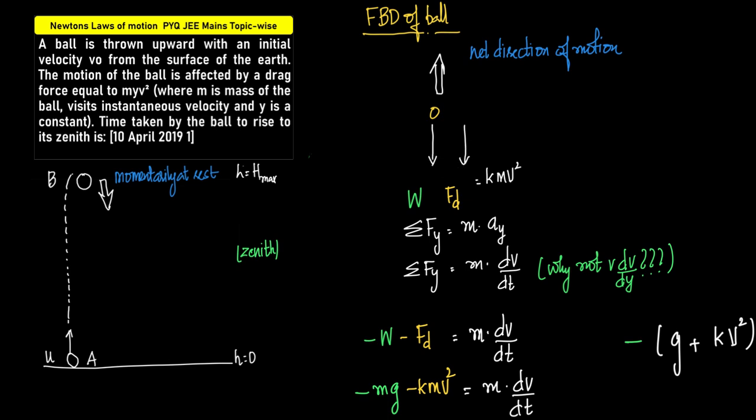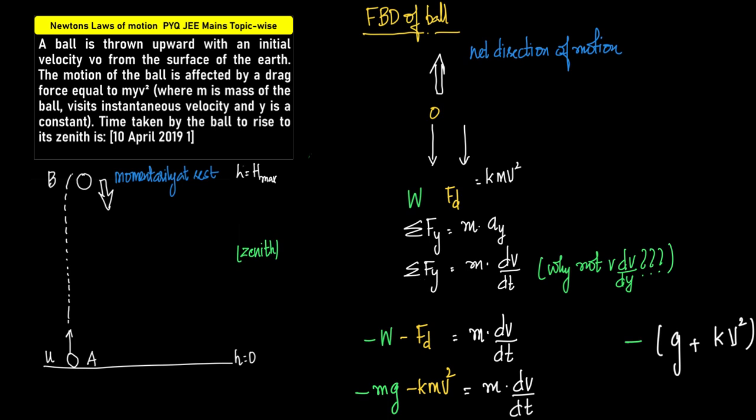Now, if we use Newton's laws of motion, we have sigma Fy is equal to m into Ay, right? What is Ay? It is dv by dt. And why are we not using v into dv by dy here? Yeah, exactly, very good. Those who are watching online, please make sure that you try to answer this.